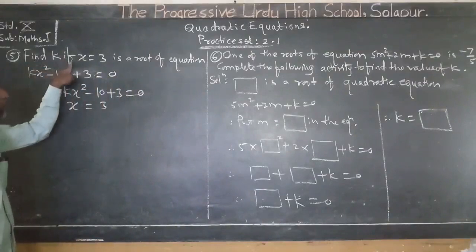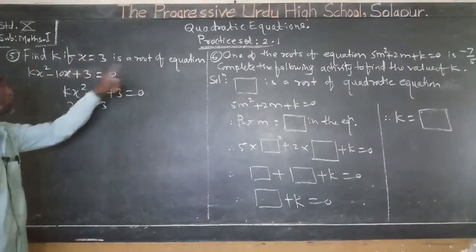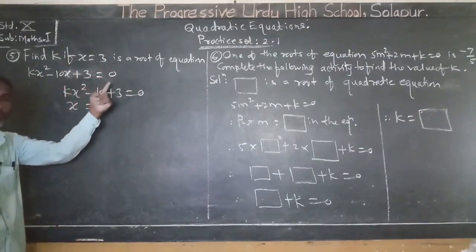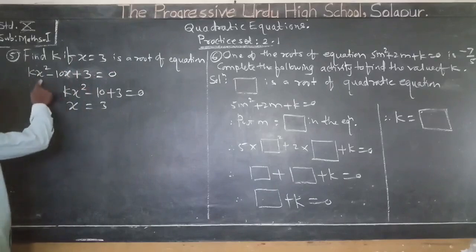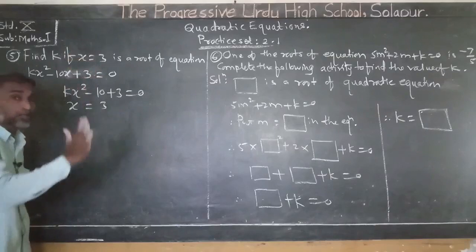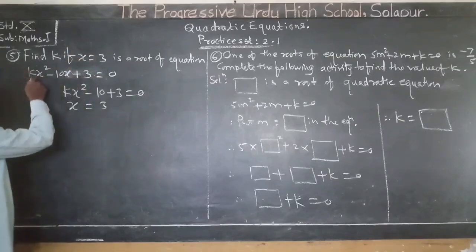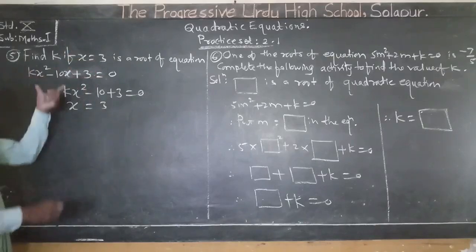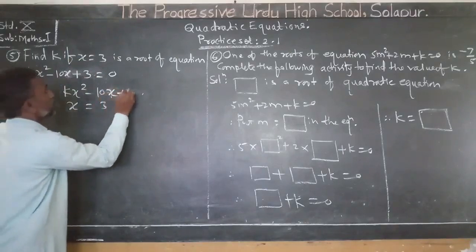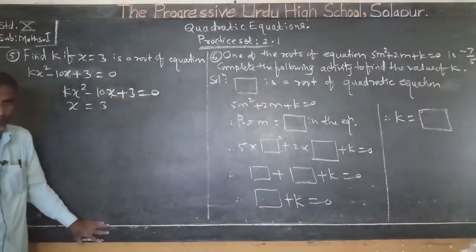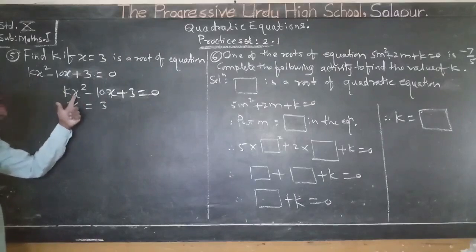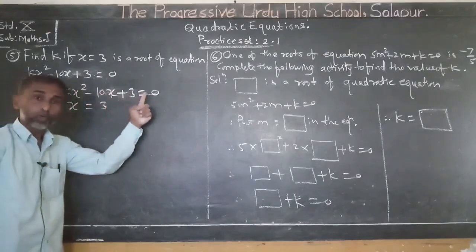Find k if x equal to 3 is a root of the equation kx square minus 10x plus 3 equal to 0. Here this quadratic equation is given, one of the roots of this equation is 3, and we have to find the value of k. So first write the quadratic equation as it is, kx square minus 10x plus 3 is equal to 0.